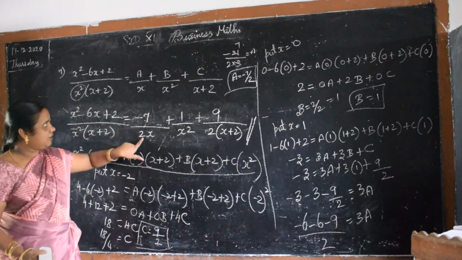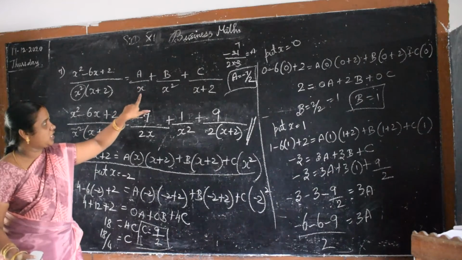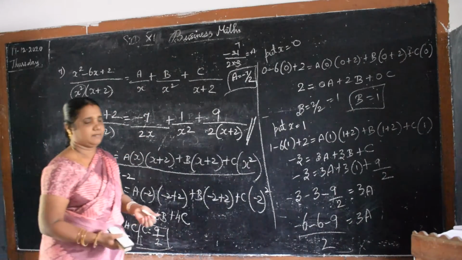If you have not written the denominator, you have to write it along with this. Along with this you have to write x. Okay?